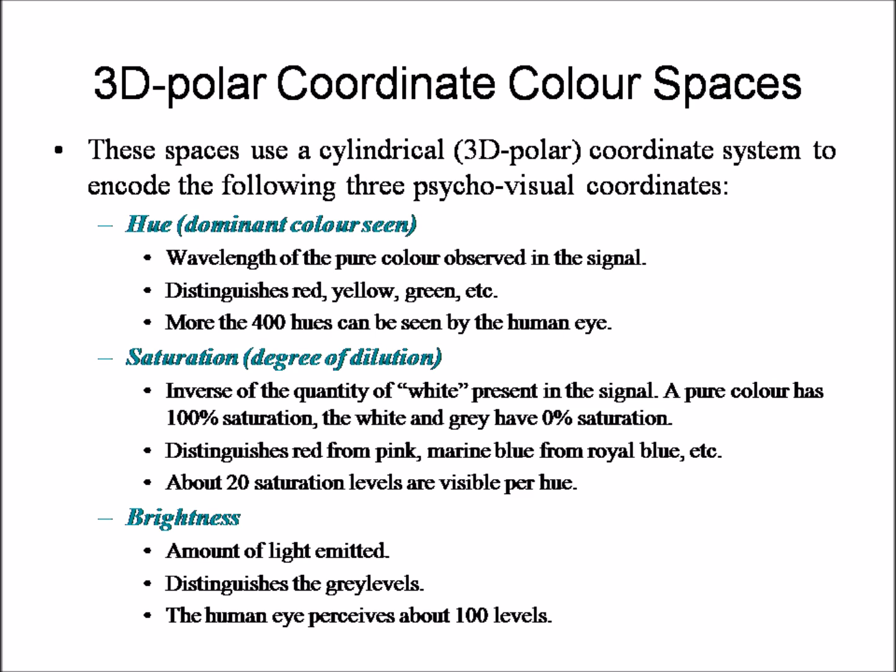The final and important factor is brightness, that is the amount of light emitted. It distinguishes the gray levels. The human eye perceives about 100 levels. This property is very important because it actually affects the quality of the color image.